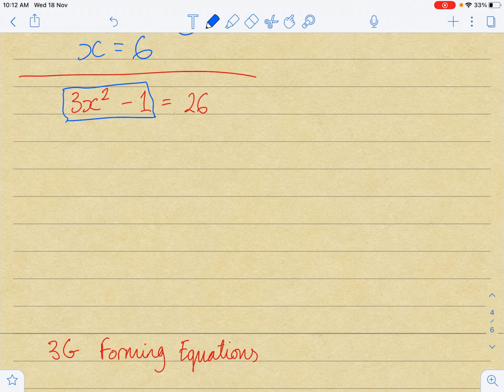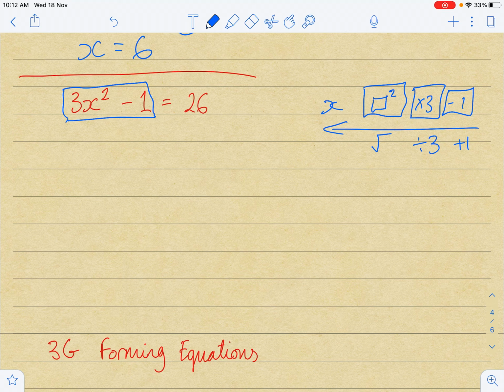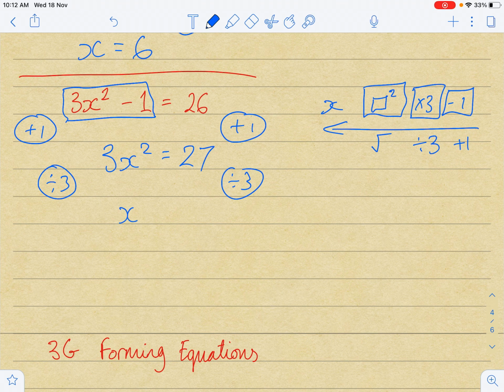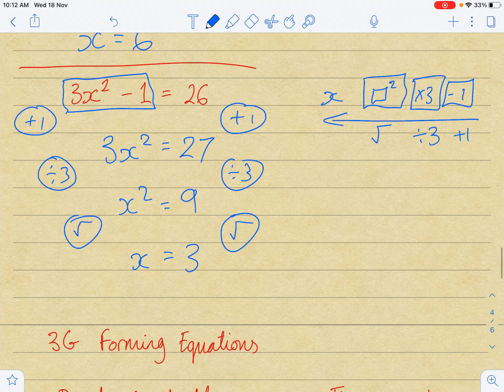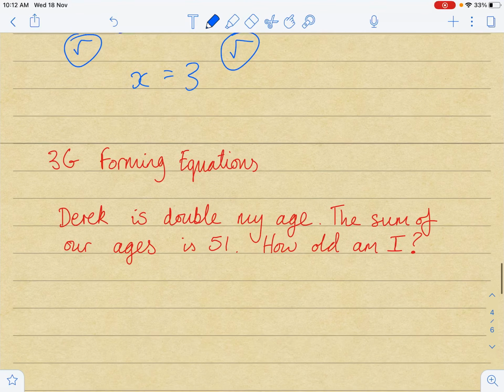More complicated one here. Let's think about what's happened here. I took an x, it got squared first. Then it got multiplied by 3, and then it got 1 subtracted. So to undo this, to go backwards, I'm going to have to add 1, divide by 3, and then square root. So let's do it. Add 1 first. And I get 3x squared still. Done nothing with that. Got rid of the minus 1, and 26 plus 1 is 27. Now I'm going to divide by 3, and I get x squared equals 9. And then I'm going to square root, and I get x equals 3. Okay, so that's simple quadratic equations.